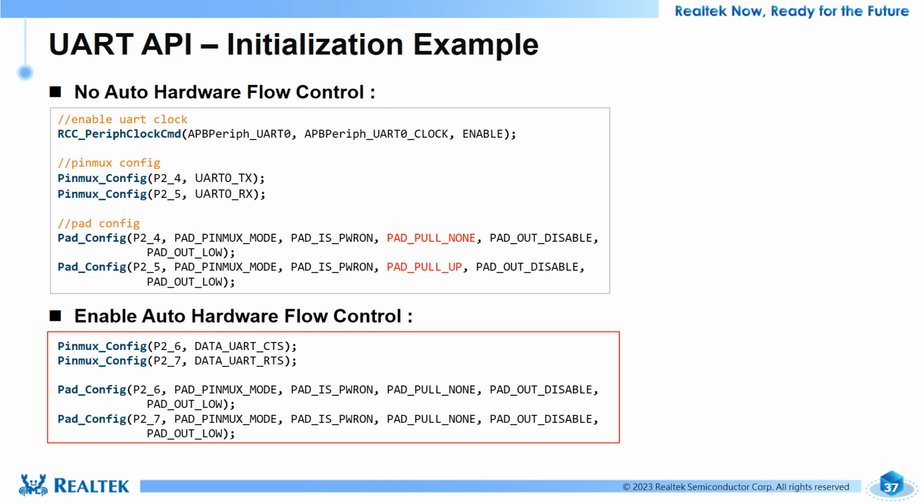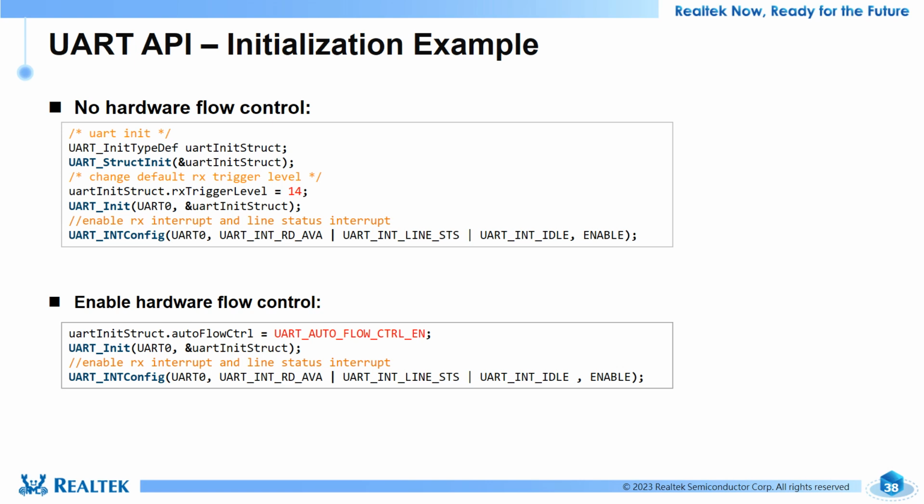The following is the UART initialization process. First, turn on the UART clock and call PINMux config and PAD&Pinmux to configure the TX and RX pins. If the hardware flow control feature is enabled, 2 pins need to be configured as CTS and RTS.